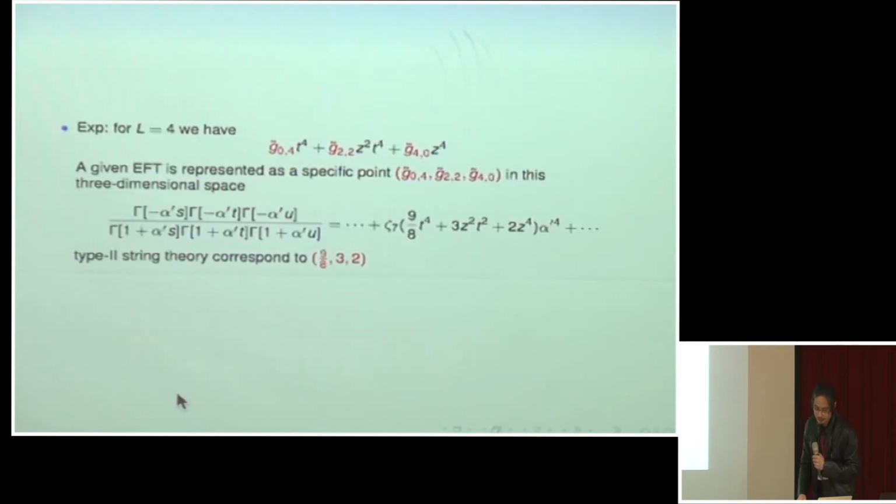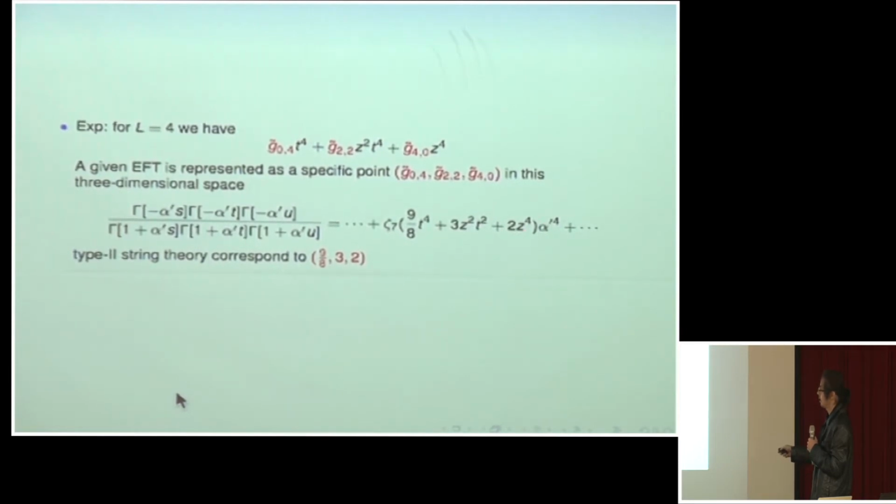Just as an example, if we consider string theory, this is a string theory 4-point amplitude. You can expand in alpha prime. Then at the alpha prime to the 4th order, you have this particular combination. So string theory in this 3-dimensional space lives at a particular point, which is 9/8, 3, and 2.